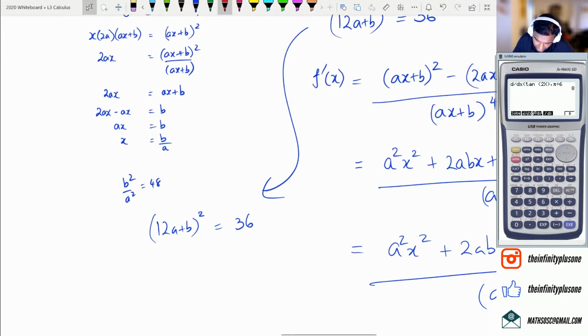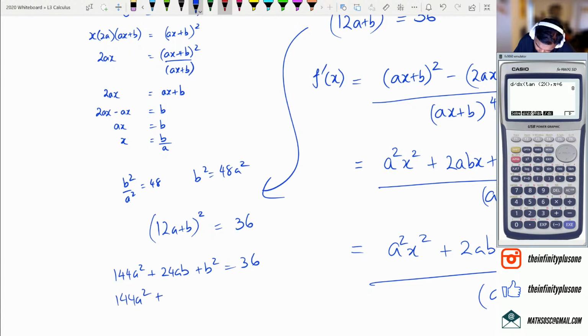I wonder if I can do this. If I expand this, I'm going to get 144a squared plus 24ab plus b squared equals 36. And then I could potentially say that b squared is equal to 48a squared. I'm probably going around and round in this.